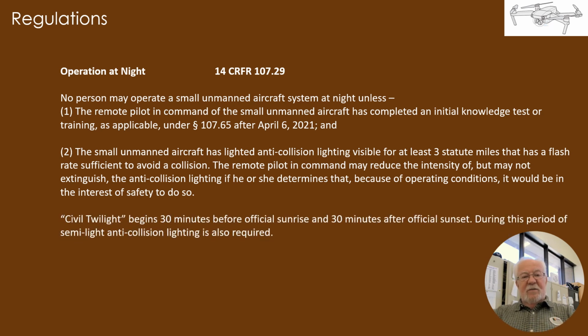By the way, sometimes there are questions about civil twilight. Civil twilight is just that period where it's not dark and it's not light, right? It begins 30 minutes before official sunrise and ends 30 minutes after the sun goes down. During that period of semi-light, these same anti-collision lights need to be used. Just like you see people driving cars sometimes in the late afternoon, the sun's down, and they forget to turn their lights on. Well, that's not a good idea. Same thing.